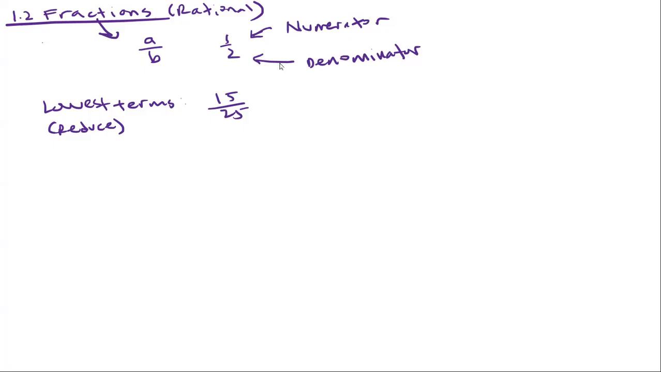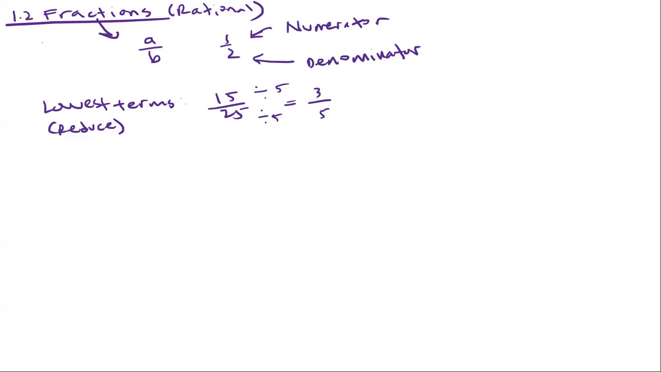Okay, and sometimes they'll say reduce this in lowest terms. So for example, if we have 15 over 25, we find a common factor between them and then reduce it by dividing by that common factor. So in this case, 5 would be a common factor between them. So 15 divided by 5 will give us 3, and then 25 divided by 5 will give us 5. Okay, so we can reduce 15 over 25 to 3/5.